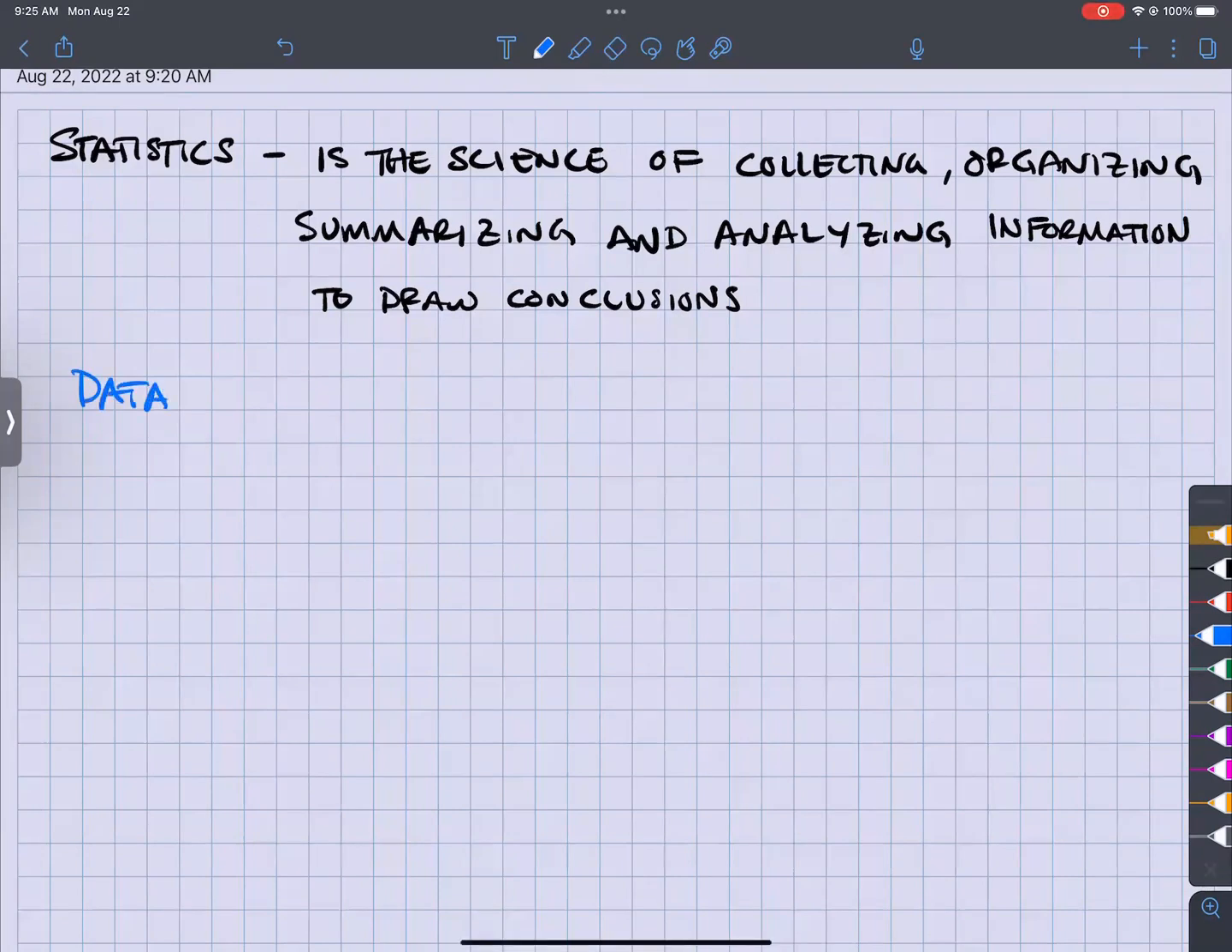Data is a fact used to draw a conclusion.